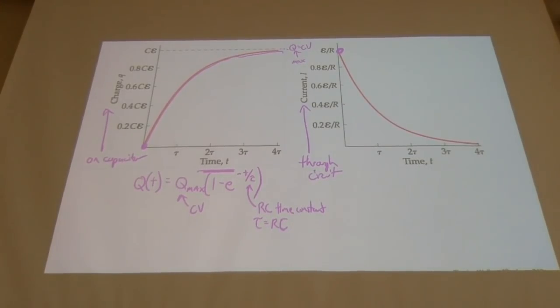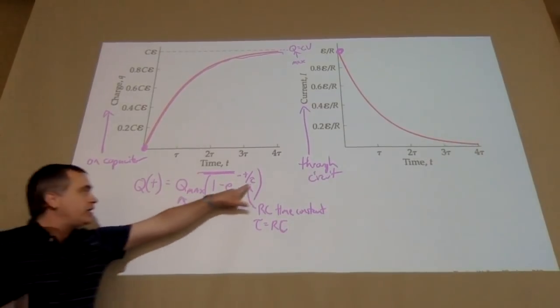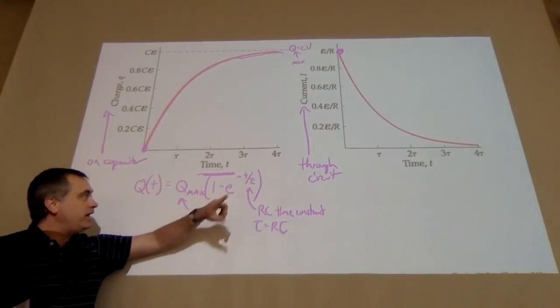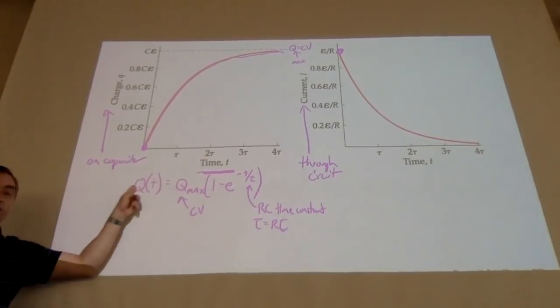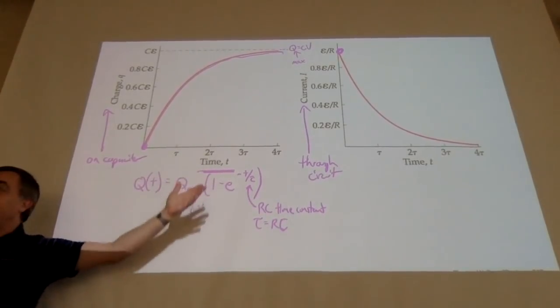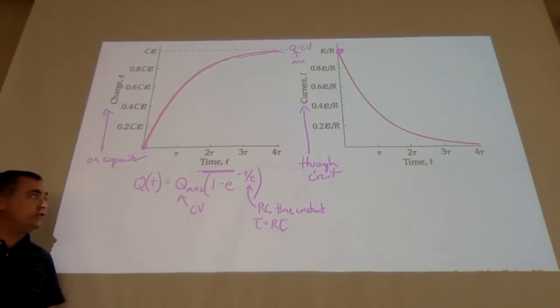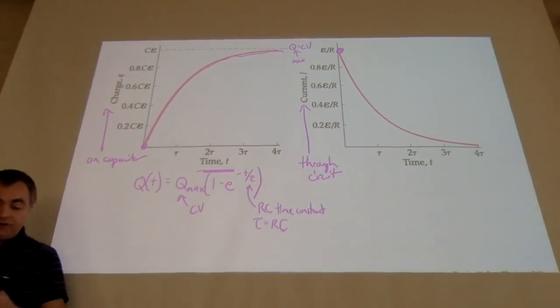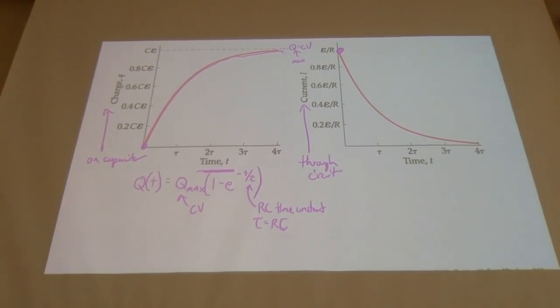And then t is the only variable there. So I can use this equation, put the constants in there, and then say, okay, after 2 seconds, how much charge is on the capacitor? After 3, after 6, after 100 seconds? It's a function of time. So this is the equation that we use for charging.